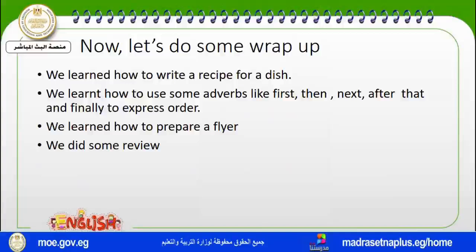And as we were talking about recipes and dishes, we were preparing to open our flyer for our restaurant. And we knew that in order to prepare a flyer for a restaurant, we need to have a big title, which is the main heading, and a subtitle, which is smaller, and an image, contact information, the menu, and the call to action. And at the end, we did some review about what we had already covered in this unit.